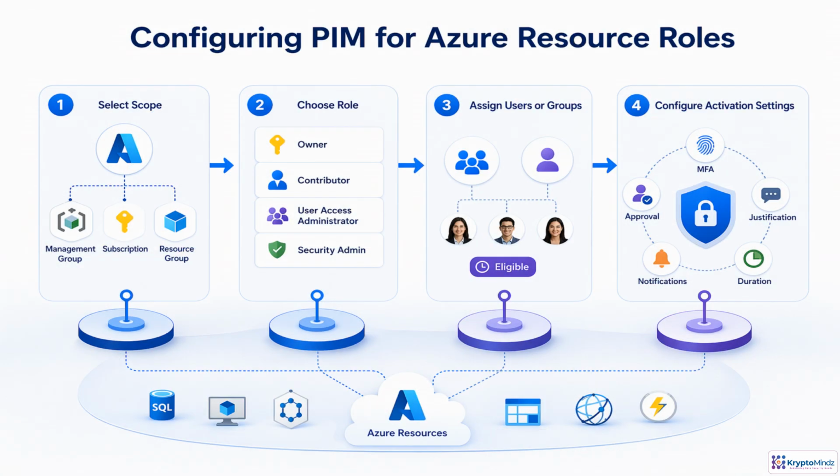Configuring PIM for Azure resource roles starts with scope. Decide where the access is actually needed: management group, subscription, or resource group. Then choose the Azure RBAC role that matches the task, such as owner, contributor, user access administrator, or security admin. Add the right users or groups as eligible, rather than permanently active, whenever possible. The real control comes from activation settings: MFA, justification, approval, limited duration, and notifications. Finally, review the assignment to confirm it grants enough access for the job, but no more.